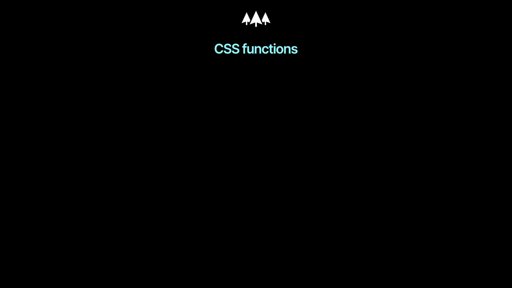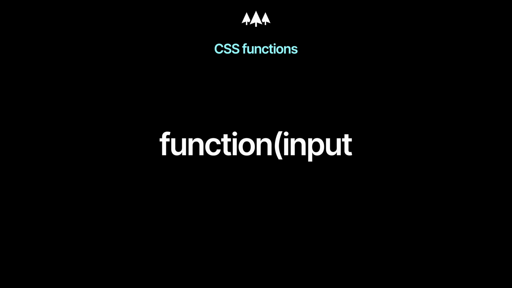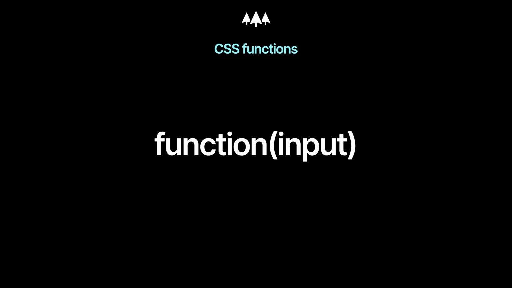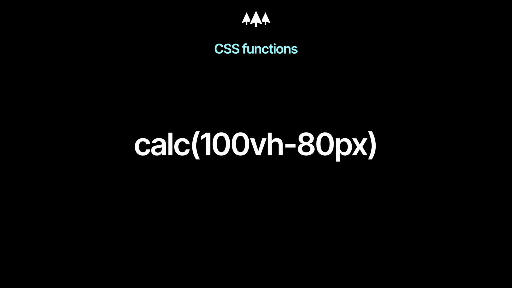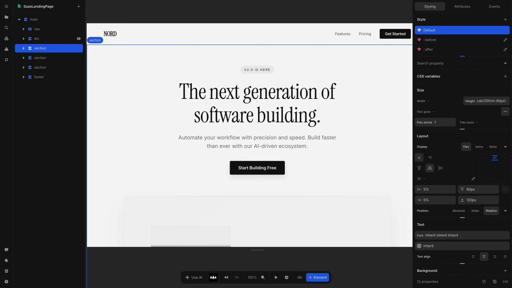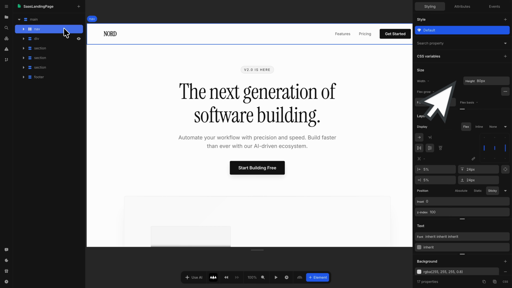For example, you can use the calc function to calculate more dynamic values such as widths and heights. CSS functions are written as the function name followed by an opening bracket, the input to the function, and a closing bracket. For example, you could use the calc function to calculate the height of the main content of a page in relation to the height of a header by using height equals calc 100vh minus 80 pixels, where 80 pixels is the height of the header and 100vh is the full height of the viewport.